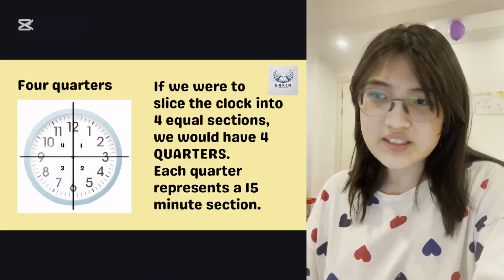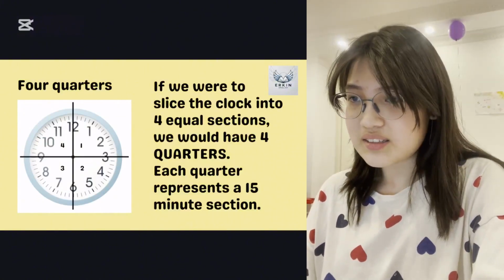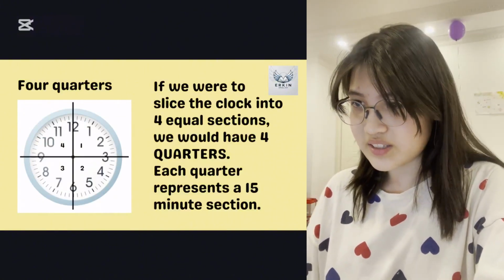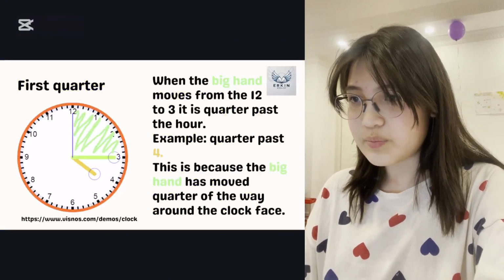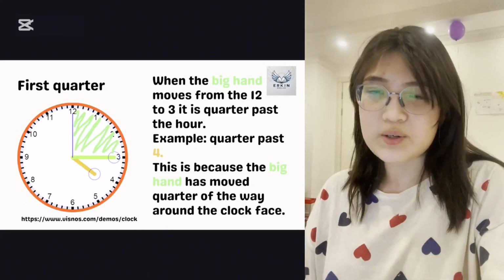Then we can section off the clock into 4 quarters, each quarter representing 15 minutes, and we can use this to tell the time, where the first quarter, if the big hand is showing on 3, it means that it's quarter past whatever the hour.